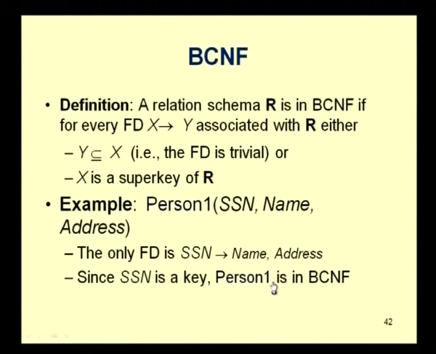The definition of BCNF: a relation schema R is in BCNF if for every FD X determines Y associated with the relation, either Y is contained in X, that is the FD is trivial, or X is a super key of R. So, for example, you have a Person1 relation with SSN, name and address, and the only FD is SSN determines name and address. Then SSN is a key and Person1 is in BCNF because SSN determines both the name and the address.